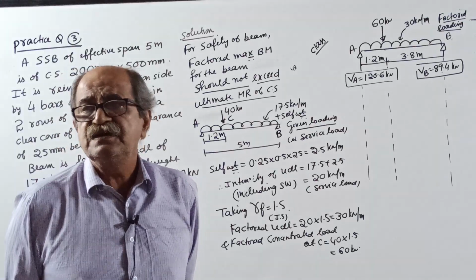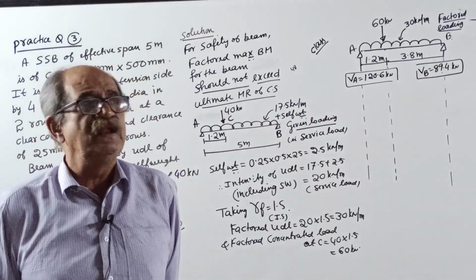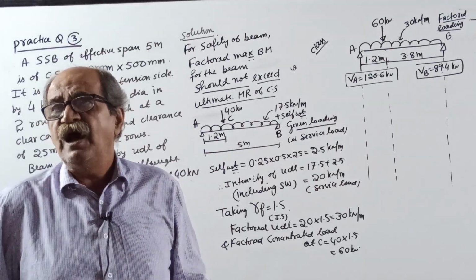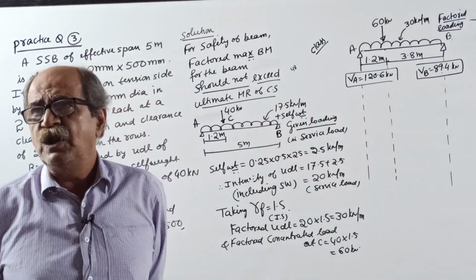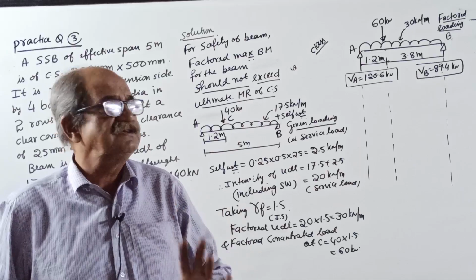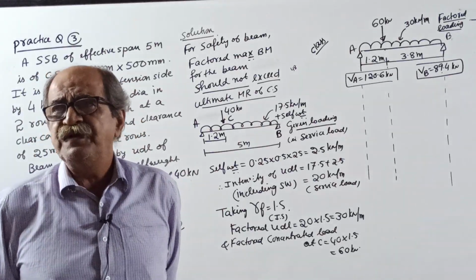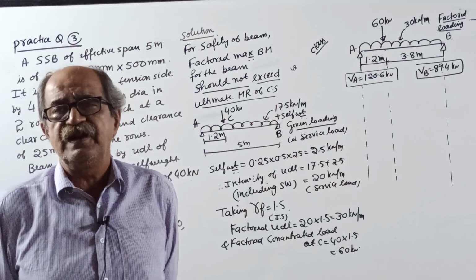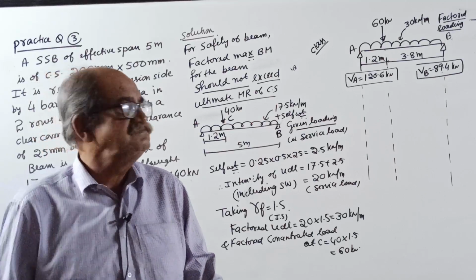Last class, I told the application. In one question, I explained how to find unknown UDL, and in another, unknown point load. Going through the questions, a lot of concepts were told about factor of safety, that is factored load, working load, etc. Now I will not tell further.